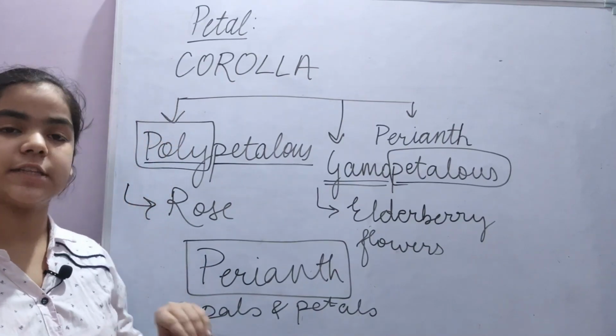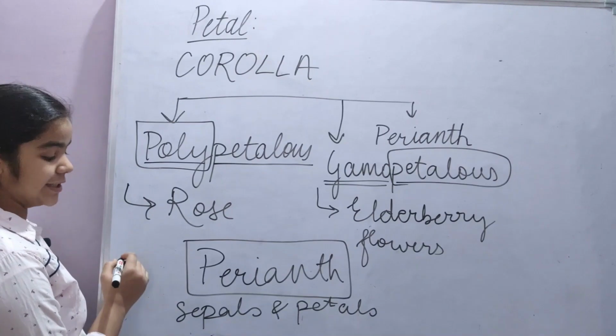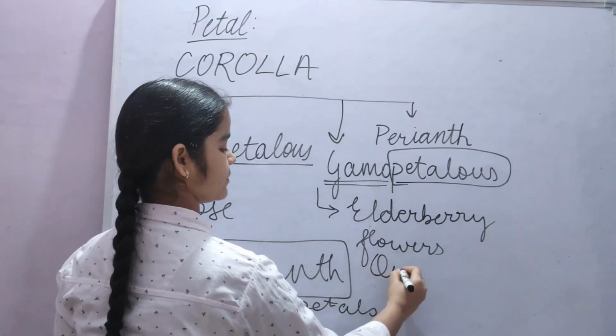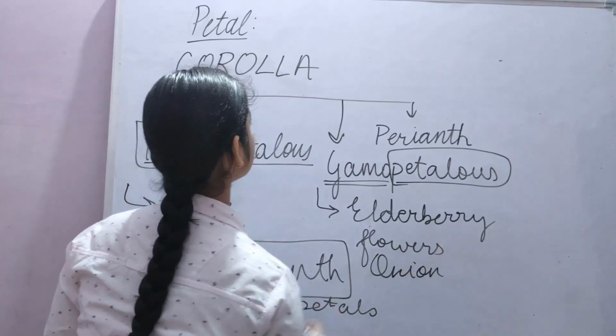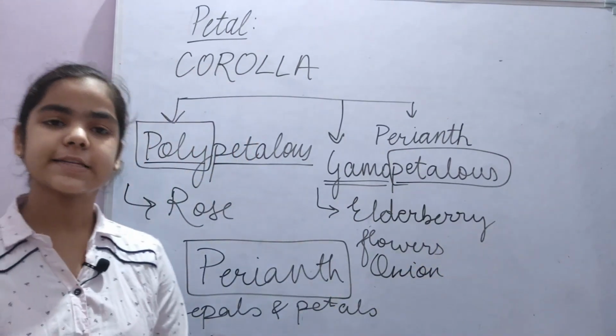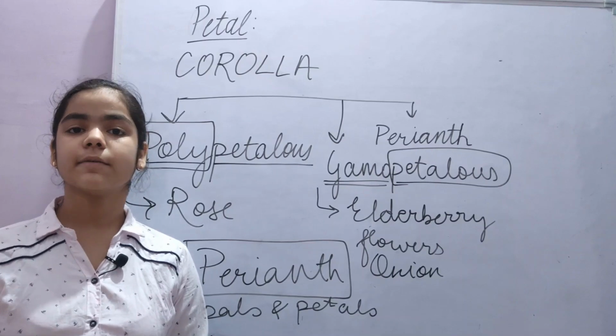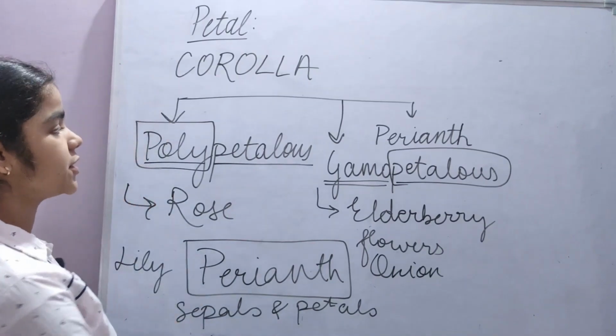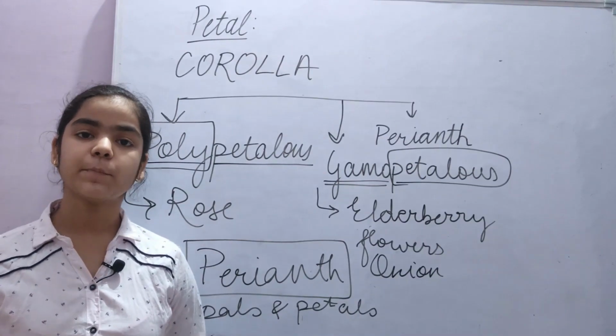An example for this may be the flower called lily, and onion is also an example. What is the function of petal? Petal actually protects the stamen and pistil. Another function is to attract insects for pollination.